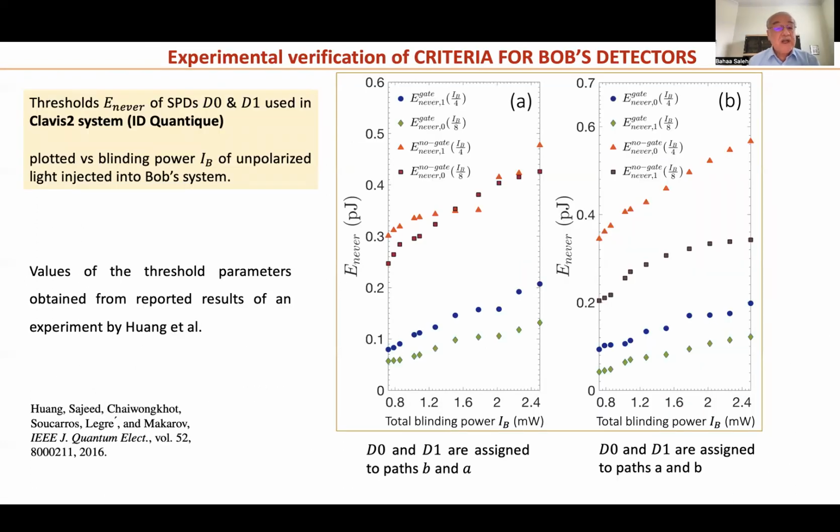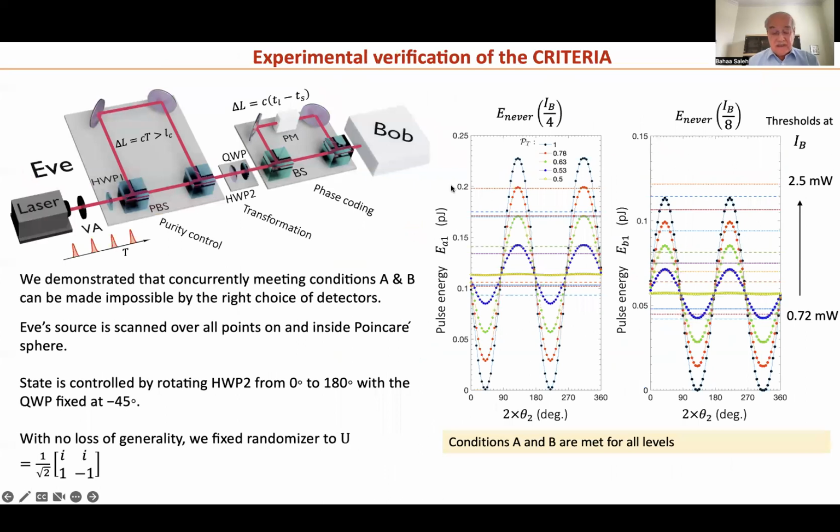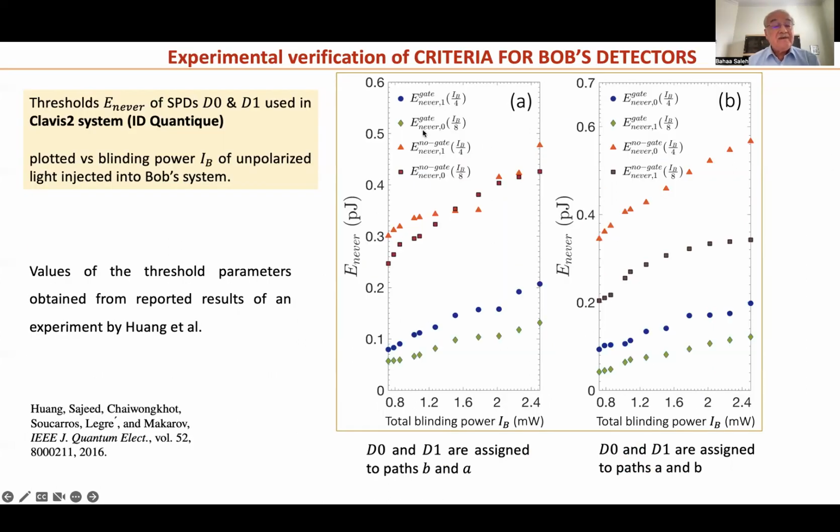In fact, we have plotted the thresholds for detectors that are in the market. These are thresholds E never of SPDs for two detectors used in the Clavis 2 system by ID Quantique. They are plotted here versus the blinding power. And one is the gated case or the not gated case. And of course, you do it at I blinding, in this case, divided by 4, and in the other, divided by 8. That's a factor of 2. And it turned out that in these two cases are where the detectors are assigned alternatively between the two detectors, the alert and the secure.